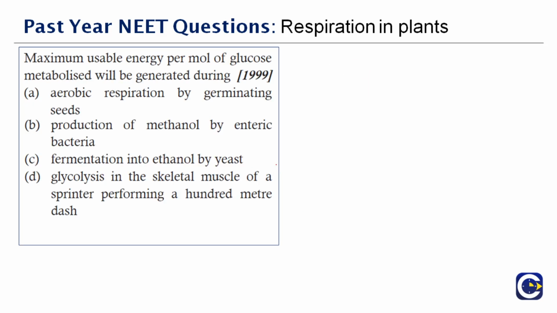Next question here. Maximum usable energy per molecule of glucose metabolized will be generated during dash. This was asked in the year 1999. So here they are asking us the maximum usable energy per mole of glucose metabolized. Metabolism, I told you, is a very important characteristic of a living organism. Depending on the metabolism only, the energy of the animal lies. For example, we say that smaller animals have high metabolism, larger animals have low metabolism.